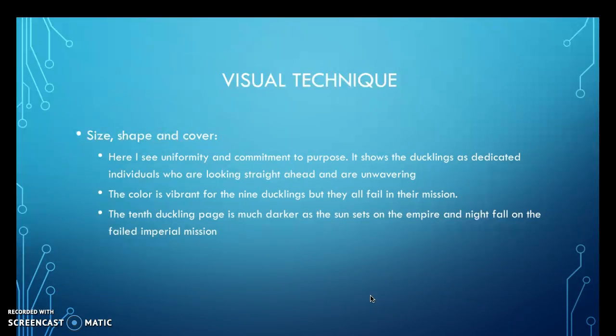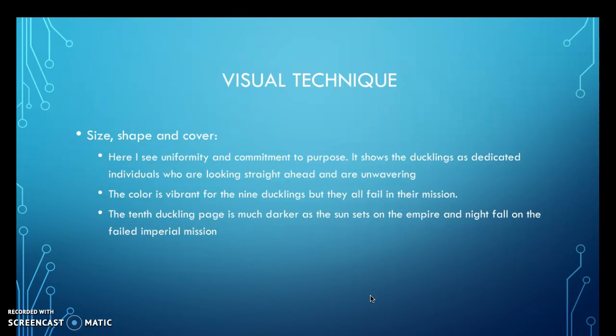Visual technique. The visual technique that I examine here is the size, shape, and cover. As mentioned before, I see uniformity and commitment to purpose on the cover page, and this is what struck me first. It shows the ducklings as dedicated individuals who are looking straight ahead and are unwavering, just like the colonial masters were. Looking straight ahead, unwavering, focused on their purpose.